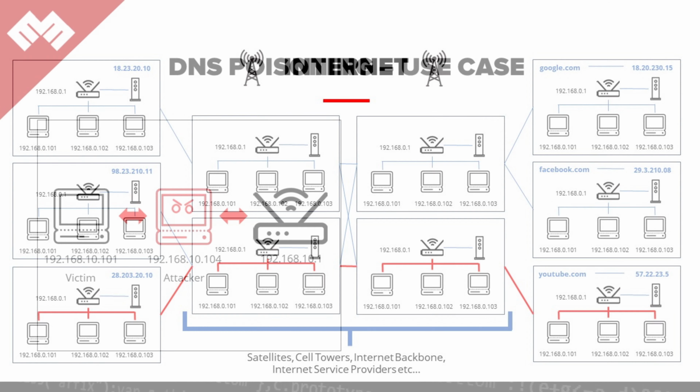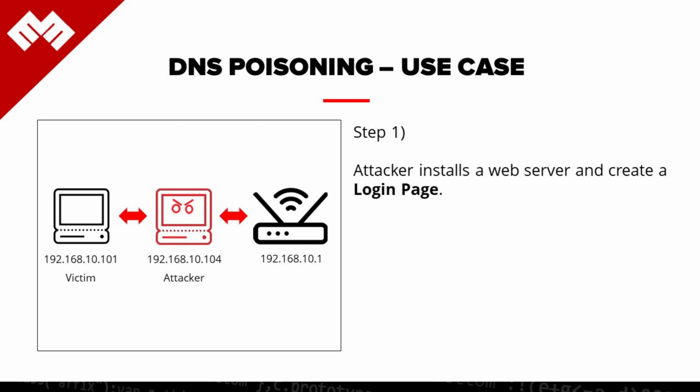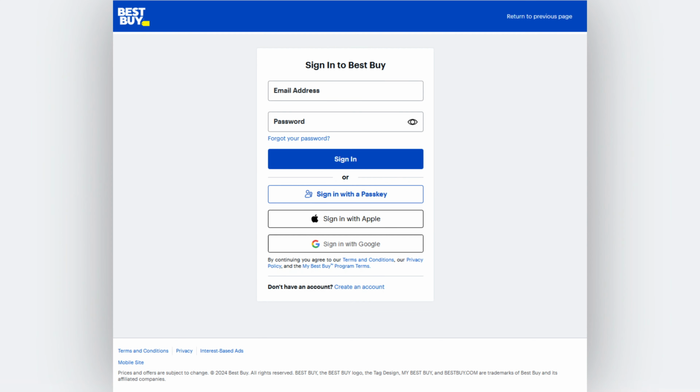Let me explain a practical usage of DNS poisoning. In our setup, the man-in-the-middle attacker can pretend to be www.bestbuy.com. First, the attacker installs a web server and creates a login page on his own computer. A real hacker would make the login page look exactly like the Best Buy's login page to trick their victims. But for the purposes of this demonstration, I will just reuse the login page from demo.evermite.net. This way, it will be very clear that DNS poisoning has occurred when typing in www.bestbuy.com shows this login page instead of this login page.